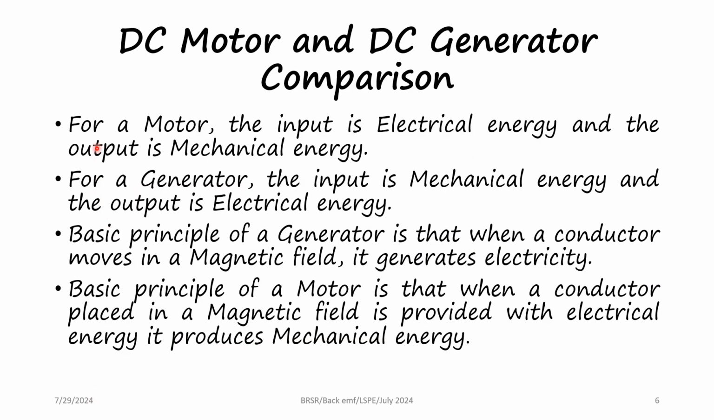To summarize, to compare a DC motor and a generator, for a motor, the input is electrical energy and the output is mechanical energy. For a generator, the input is mechanical energy and the output is electrical energy. Basic principle of a generator is that when a conductor moves in a magnetic field, it generates electricity. Basic principle of a motor is that when a conductor placed in a magnetic field is provided with electrical energy, it produces mechanical energy.